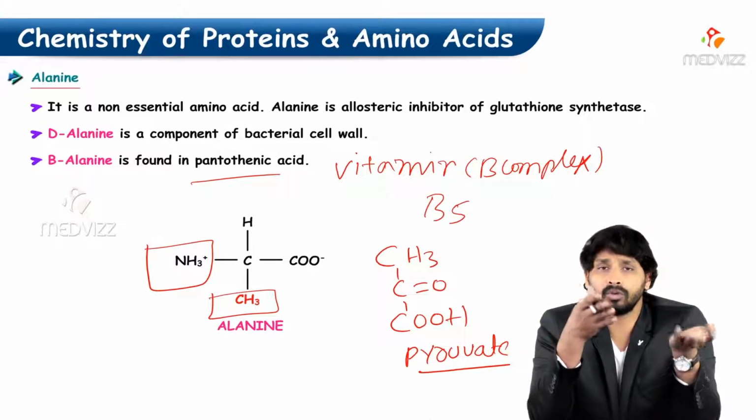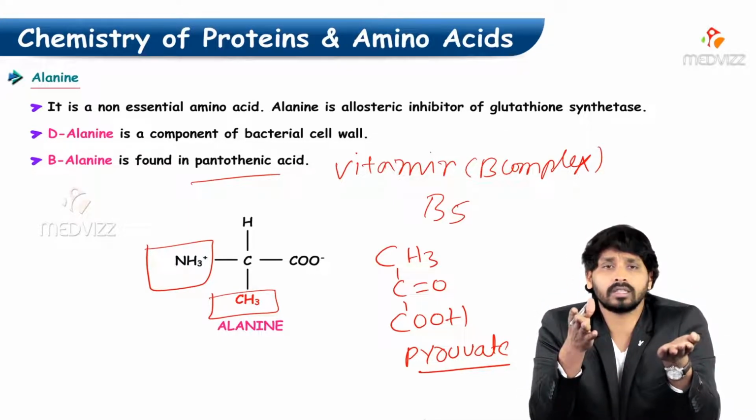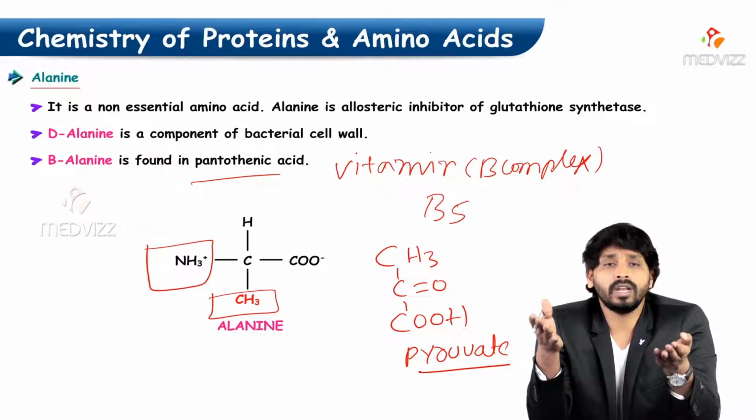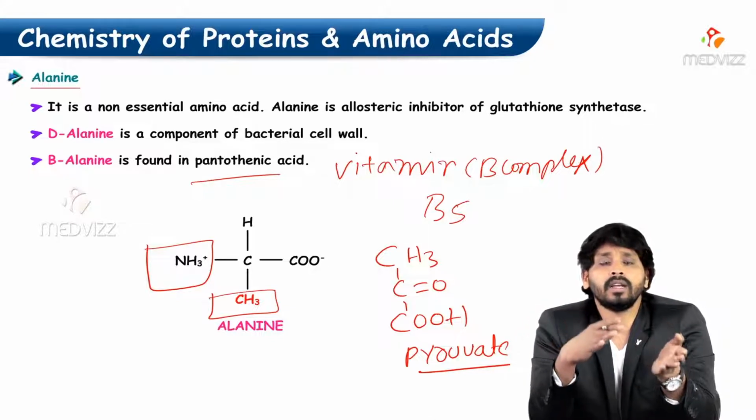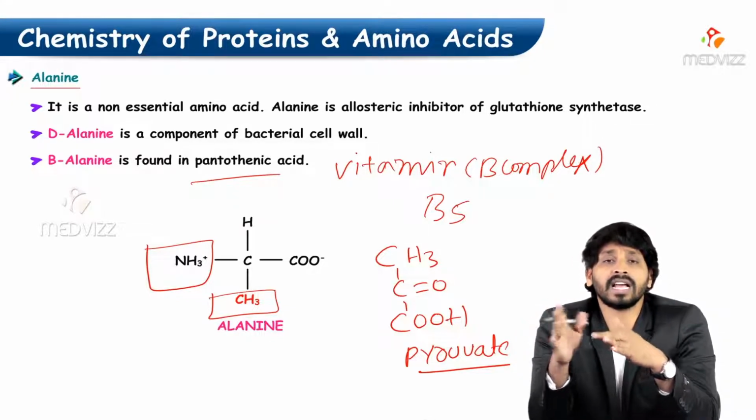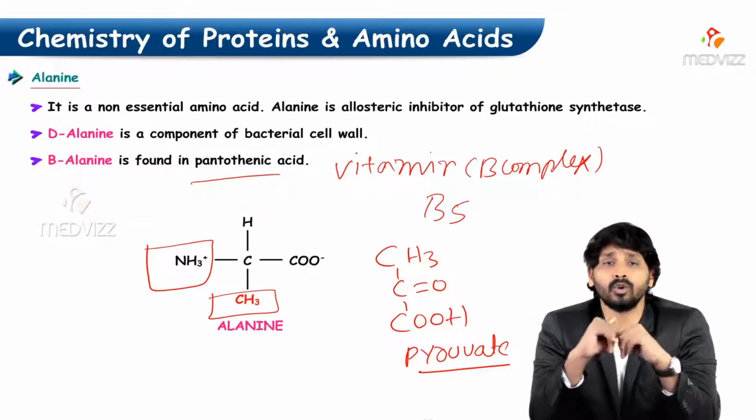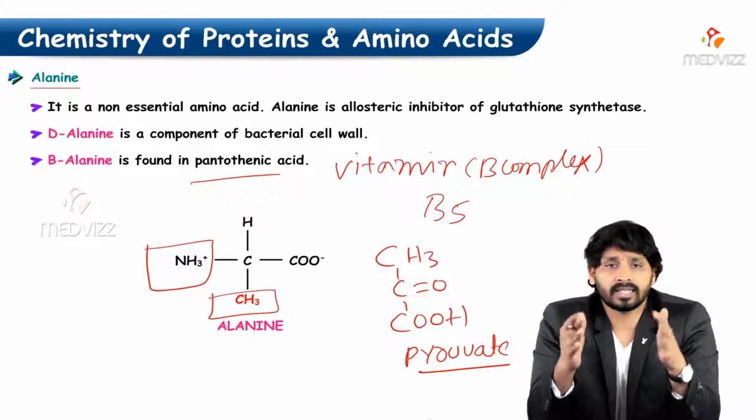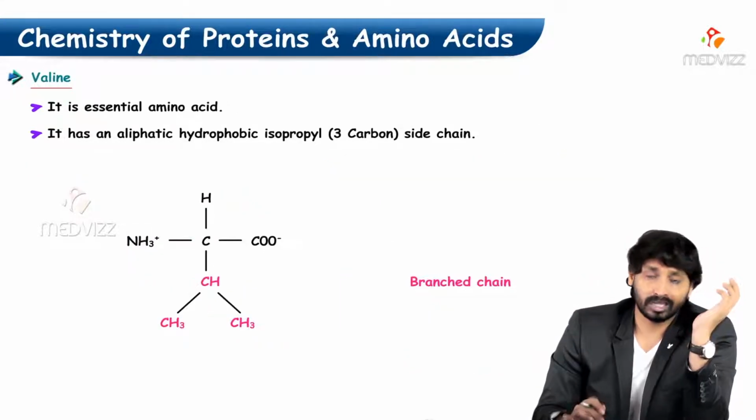And if glucose is undergoing glycolysis, the end product of glycolysis is pyruvate. When the body requires alanine, this pyruvate can be converted to alanine by transamination, that means we are transferring an amino group to the pyruvate to form alanine. This way alanine will be synthesized in the body. So that's why it is non-essential.